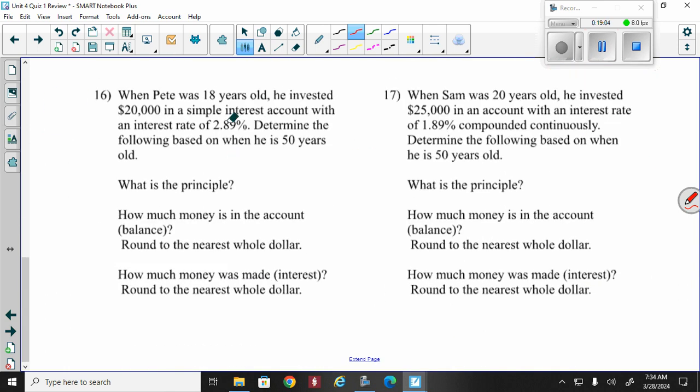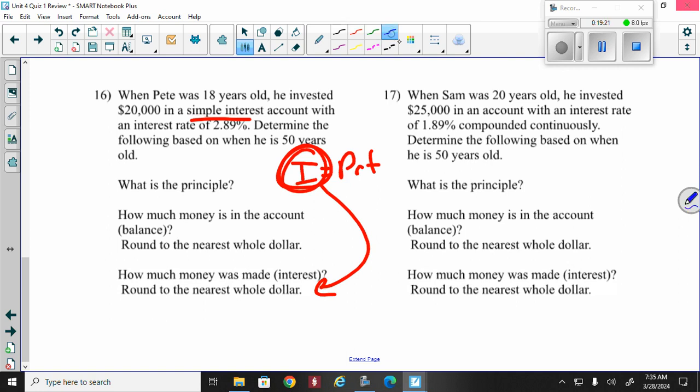All right. Question 16. He was 18 years old. He invested. Here we go. Simple interest. Now, the simple interest formula is I is equal to PRT. Now, guys, again, the formula starts with an I, so that means I'm going to get the interest when I press enter. So what is the principal? It's how much I started with. So I started with 20,000.